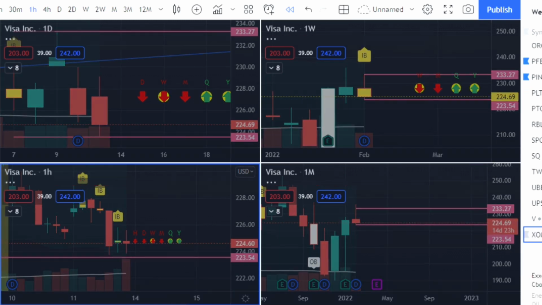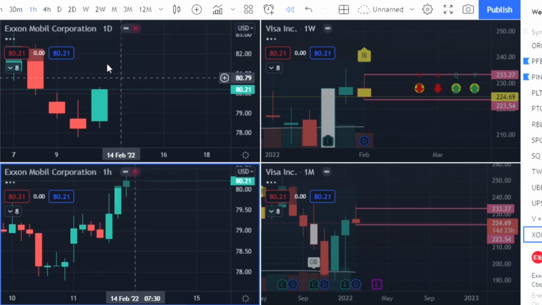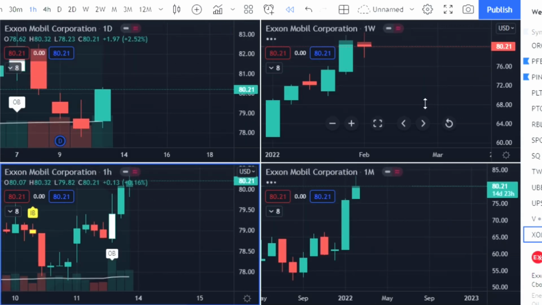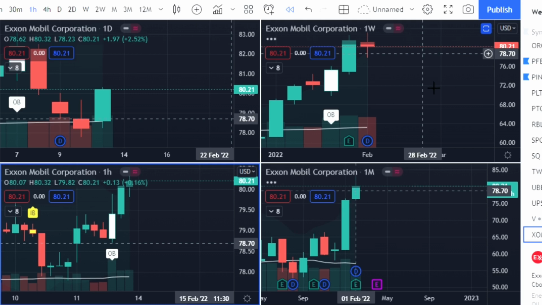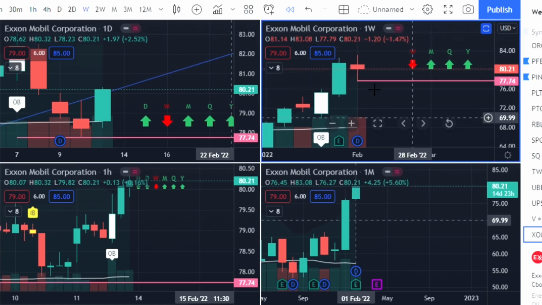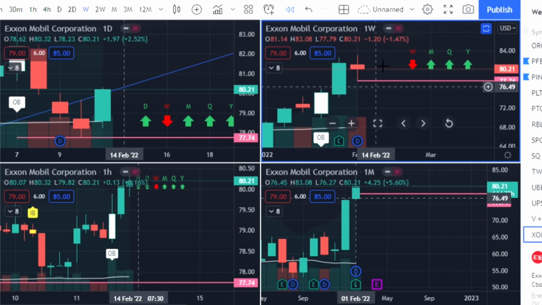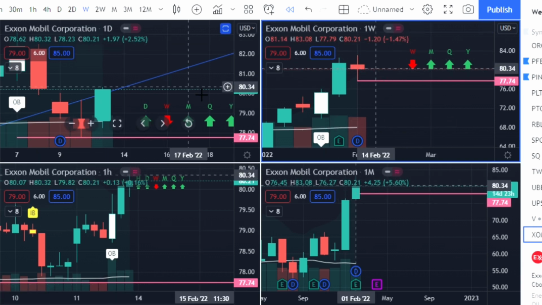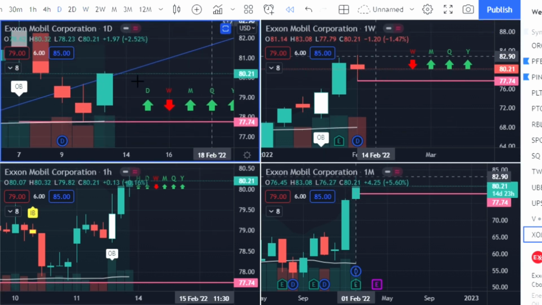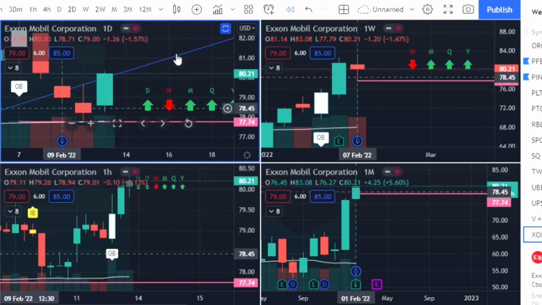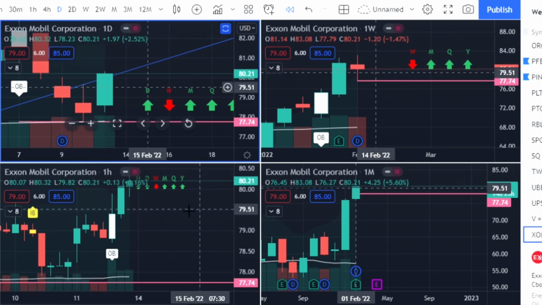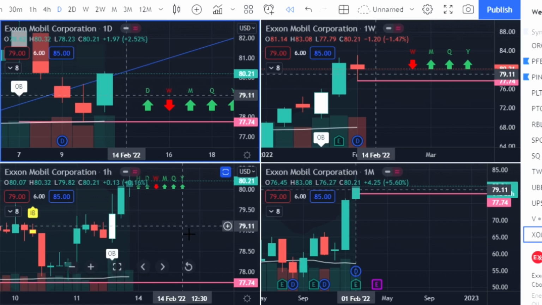Okay. XOM, that's Exxon Mobil. On the weekly chart, we have a 2 up that finished red. So we'll be watching this one closely as the time frame, again, outside of this week is to the upside. So we'll see. We also are running along this broadening formation line here. So we'll see how Exxon Mobil plays out.